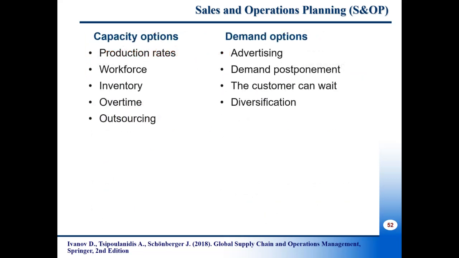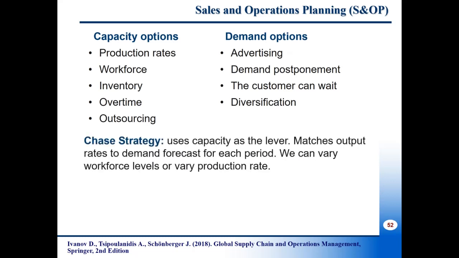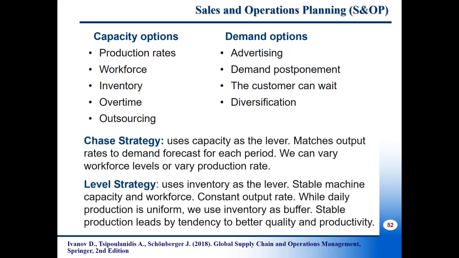In the previous slide, we considered options for both demand and supply side, including production rate, workforce, inventory, overtime, and outsourcing at the supply side, and advertising, demand postponement, the customer service level, and product diversification at the demand side. There are two strategies of sales and operational planning that we can use to make those tactical level decisions.